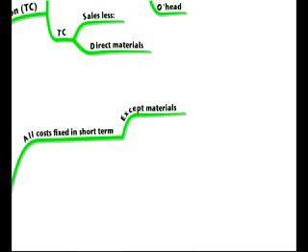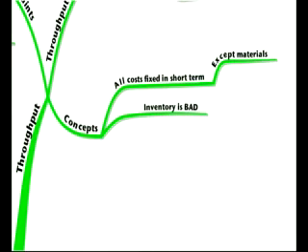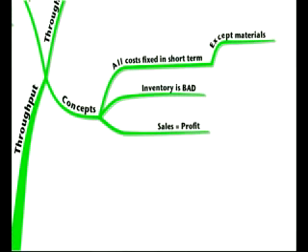That's why our throughput contribution is sales less direct materials. Inventory is bad, so we don't want inventory building up through the system. We want a smooth, steady flow with all of the processes able to produce the same amount. Sales equal profit. Now sales equal profit because the system is demand led.